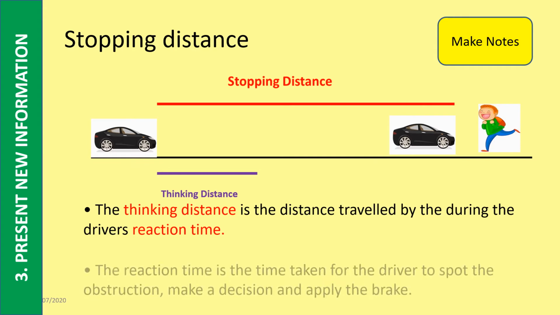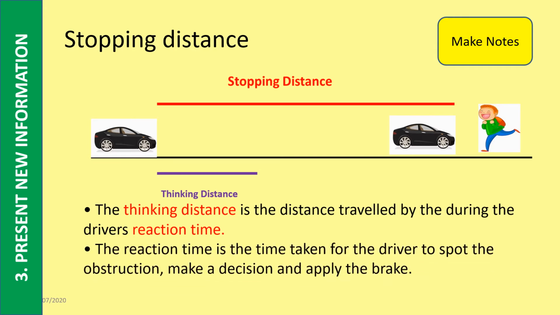And reaction time is something that we need to be able to explain as well. The reaction time is the time taken for the driver to spot the obstruction, process that information, make a decision, and apply the brakes. So now we've got the vehicle traveling this distance that we call a thinking distance.